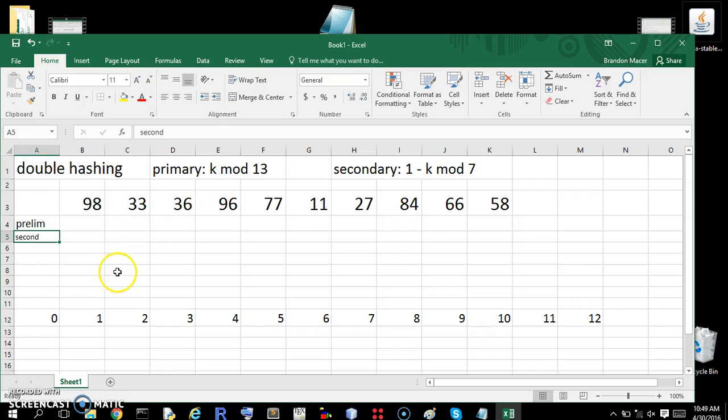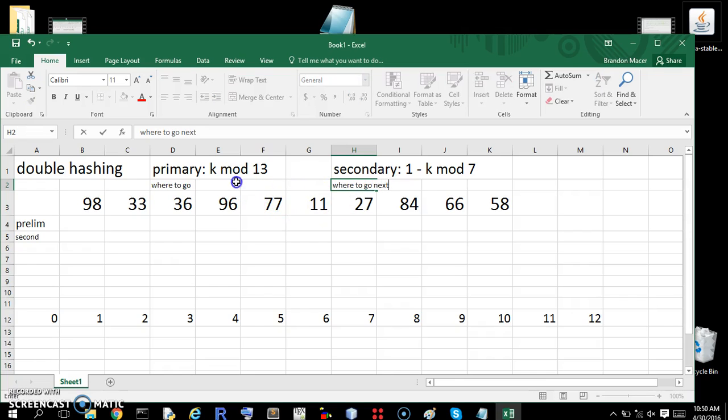So double hashing has two hash functions, a primary and a secondary. The primary, what it means is where to go. That is where you want to put it in the hash table. The secondary says where to go if full. Like, I can't go there. Yeah, that spot's already taken. Where should I go next? Where to go next?